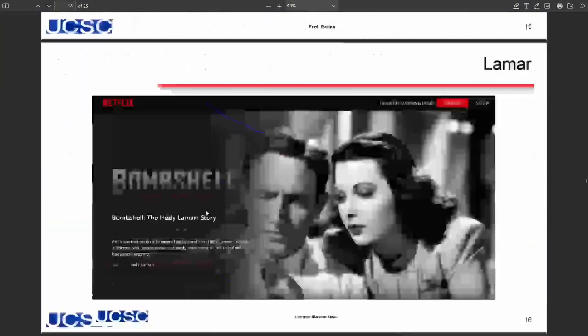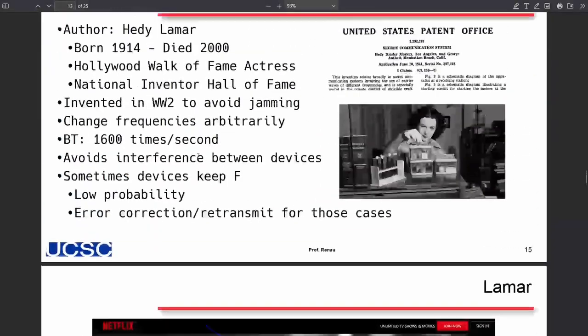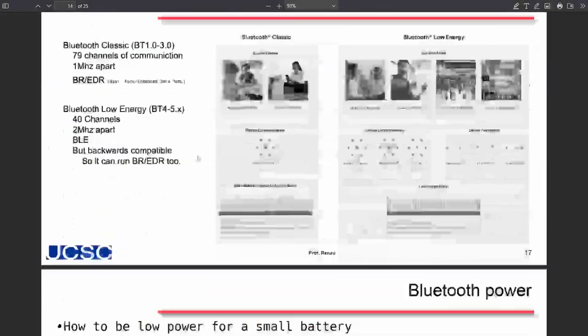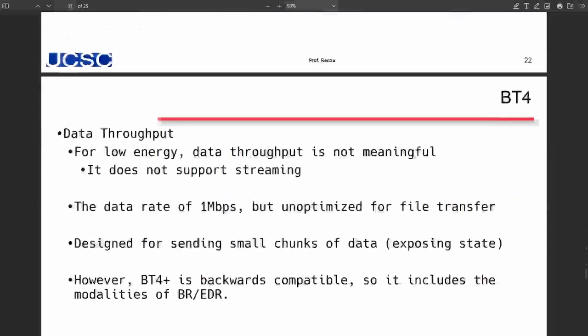Sorry, just looking through. Oh, yeah. That's okay. All right. Good. It's fine.